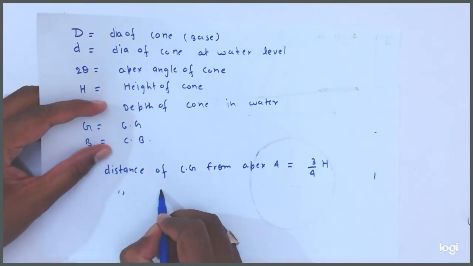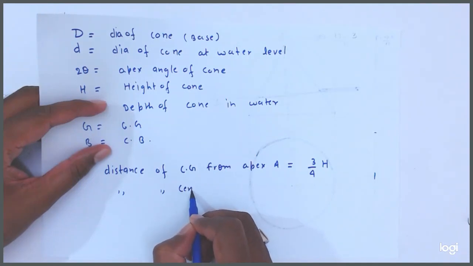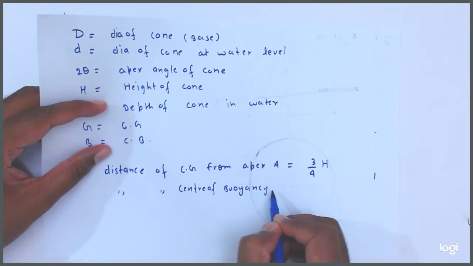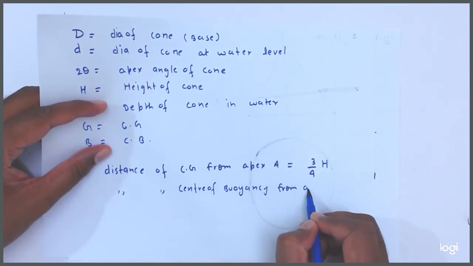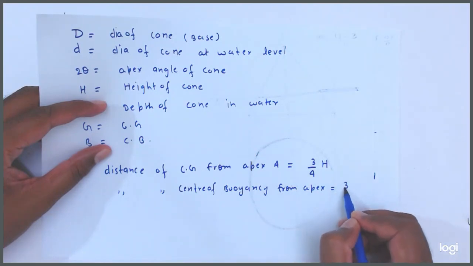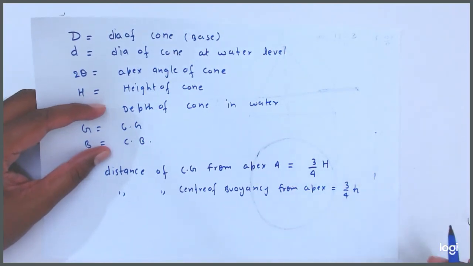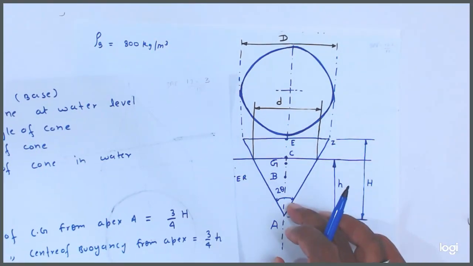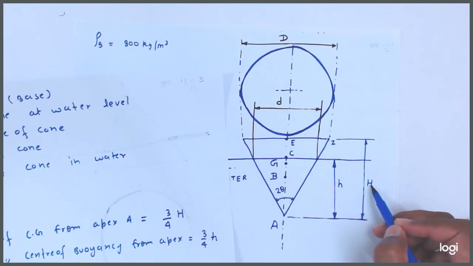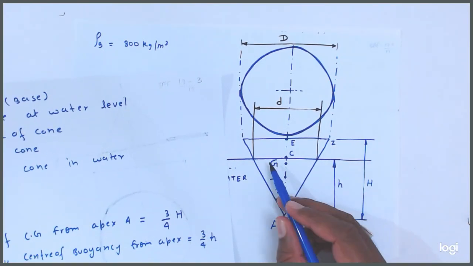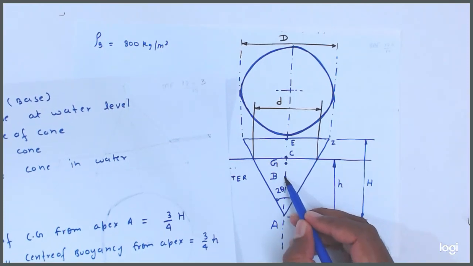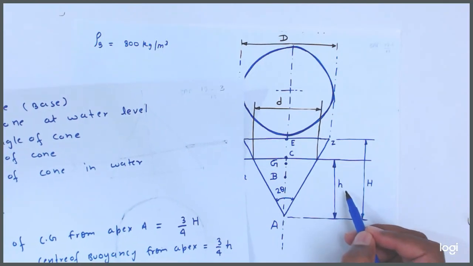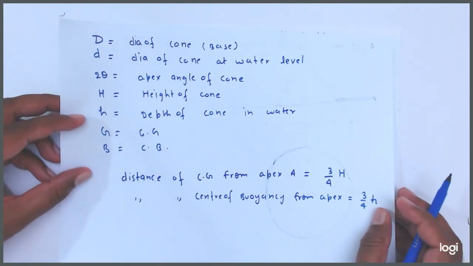सो डिस्टेंस ऑफ सेंटर ऑफ buoyancy from apex कितना हो जाएगा फ्रेंड्स? 3/4 into small h. गेटिंग फ्रेंड्स? फॉर टोटल सॉलिड के लिए कितना हो जाएगा? सेंटर ऑफ ग्रेविटी 3/4 h होगा. एंड फॉर दिस के लिए सेंटर ऑफ buoyancy कितना होगा? AB कितना होगा फ्रेंड्स? 3/4 into small h कितना होगा?